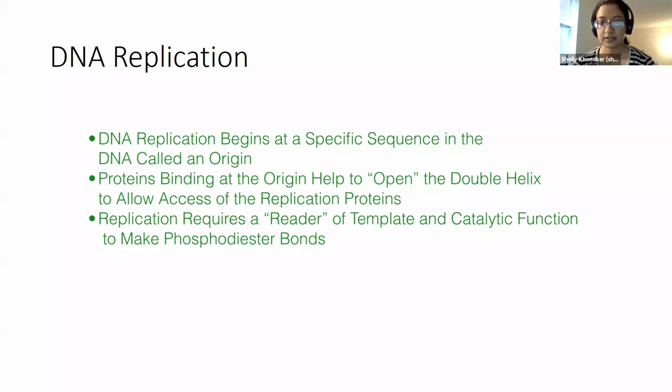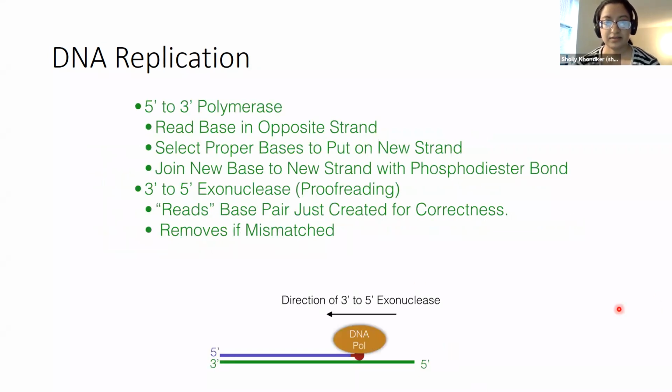So replication requires an enzyme to read the template that also has a catalytic function to form the phosphodiester bonds. DNA replication occurs in the 5' to 3' direction. The enzyme that carries this out is called DNA polymerase. It loads onto one strand, but it reads the bases from the opposite strand, and then it selects the proper bases to put onto the new strand, and then it joins the new base to the new strand through a phosphodiester bond.